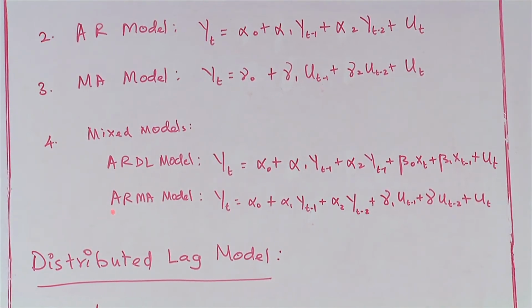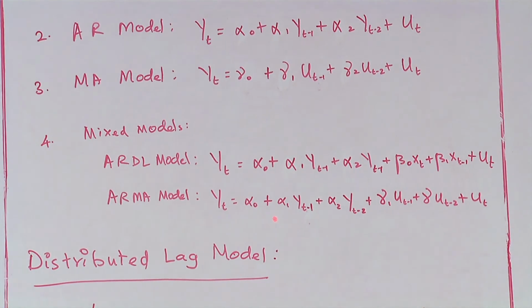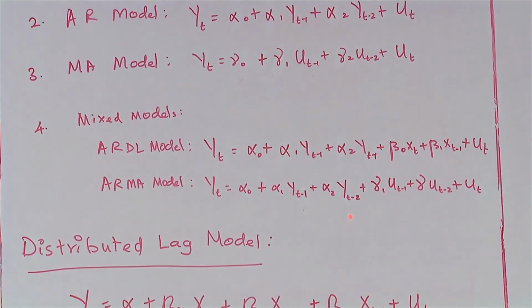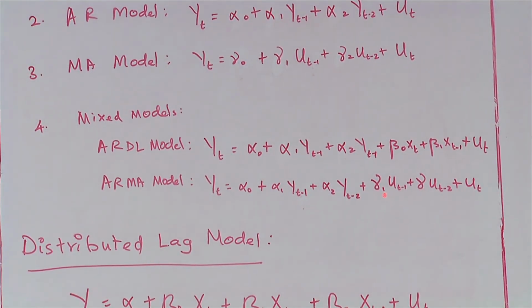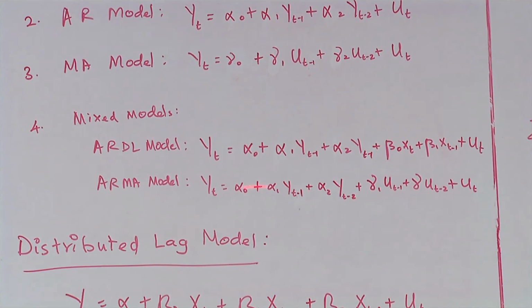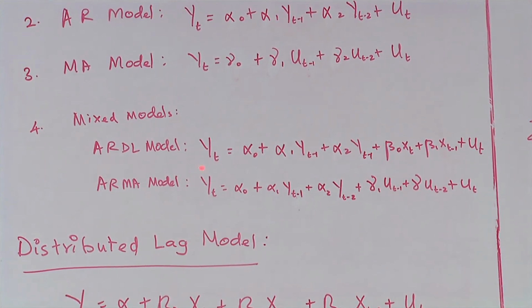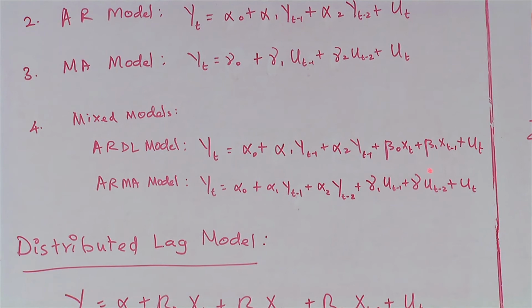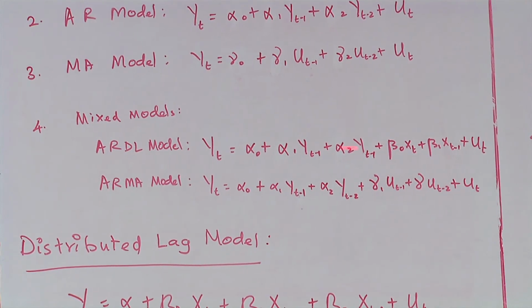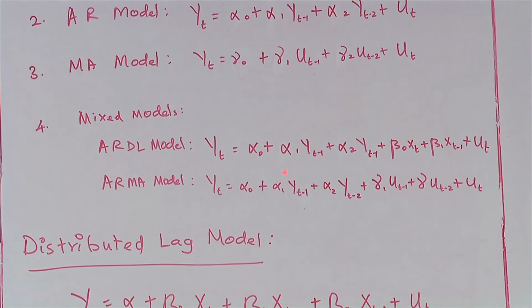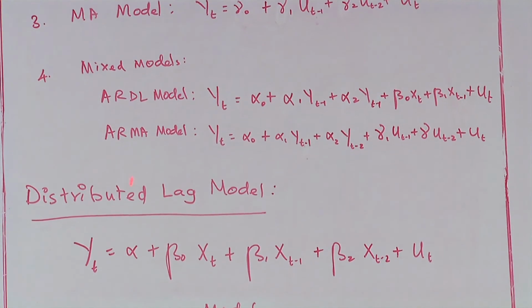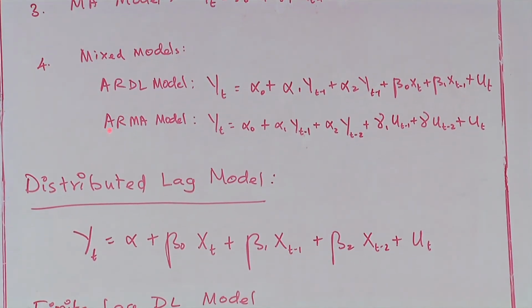Similarly, you can have ARMA models, where you have AR terms yt minus 1 and yt minus 2, and MA terms ut minus 1 and ut minus 2. So, you have the full model, which we call an ARMA model, because it has two AR terms and two MA terms. This is called a mixed model. These are all the usual notations and jargons used in dynamic models.